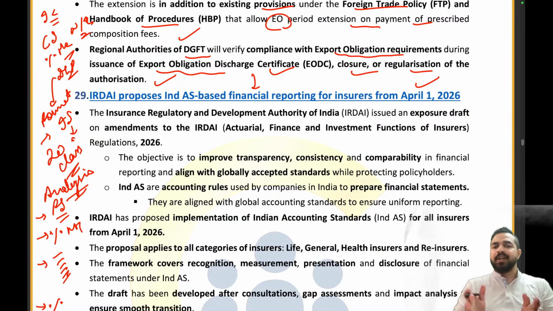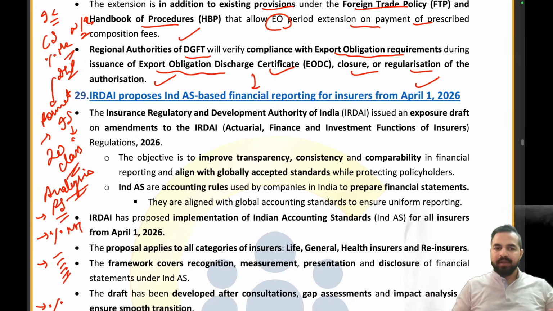From now onwards, all of you are requested to ensure that you will be creating your financial statements according to the Indian accounting standards only. What are Indian accounting standards? They are accounting rules which are used by companies to prepare their financial statements. When everybody is using the same format, we will be able to compare their performances. We will be able to align and compare them with international organizations as well, because Indian accounting standards are also aligned with the global accounting standards.